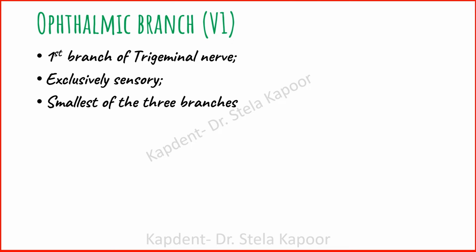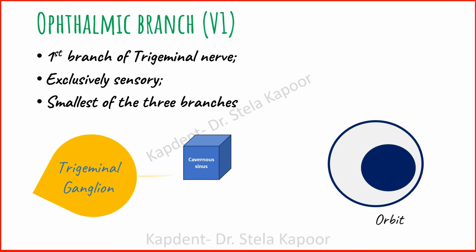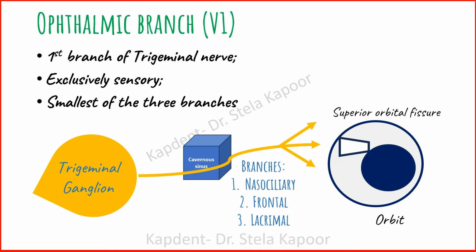The ophthalmic division is the first branch of the trigeminal nerve, also the smallest one, which is exclusively sensory. The nerve from the ganglion travels anteriorly in the lateral wall of the cavernous sinus to the medial part of the superior orbital fissure, through which it exits the skull into the orbit. Just before passing through the fissure, it divides into its three main branches, the nasociliary, the frontal, and the lacrimal branch.